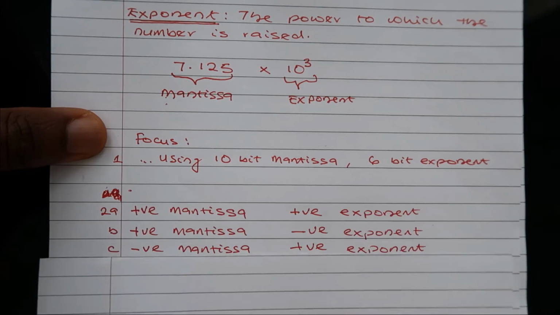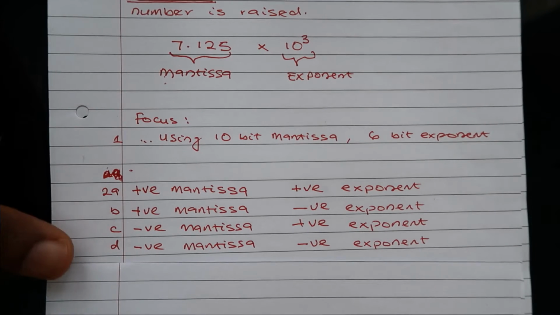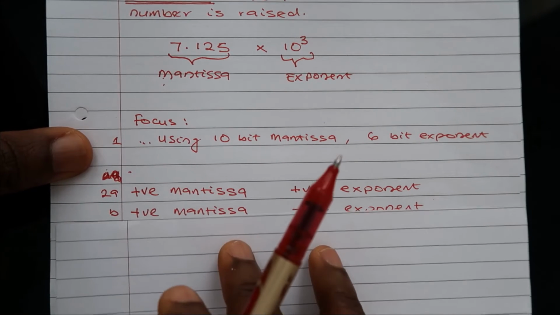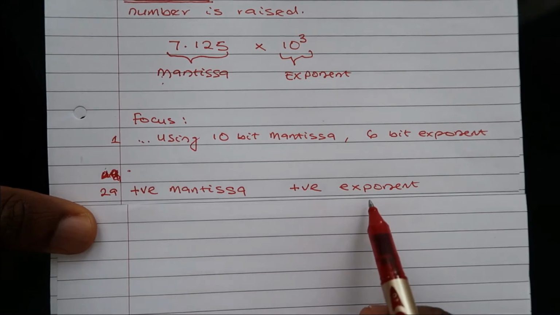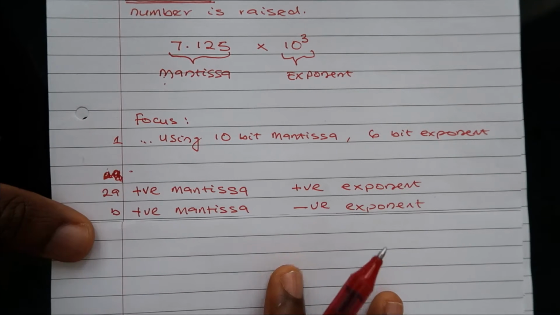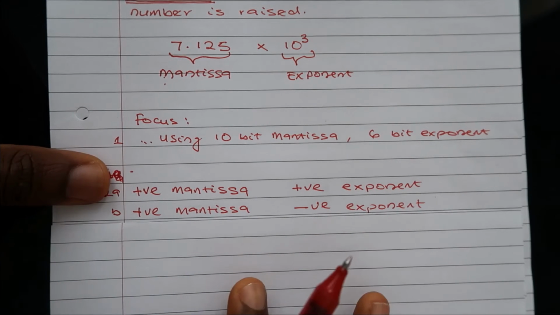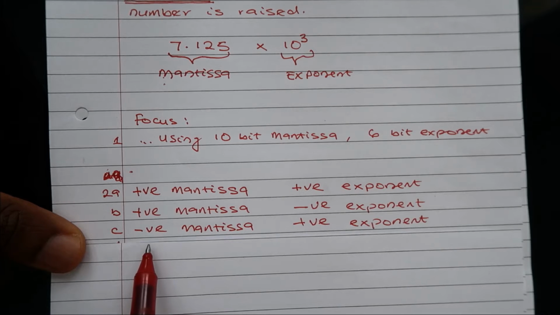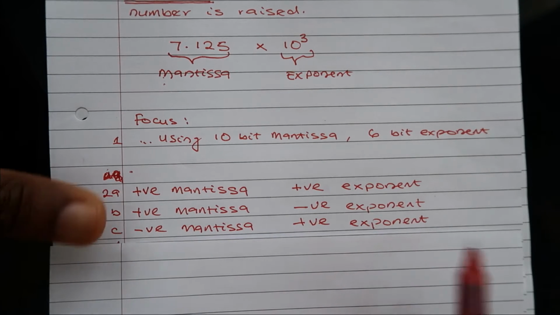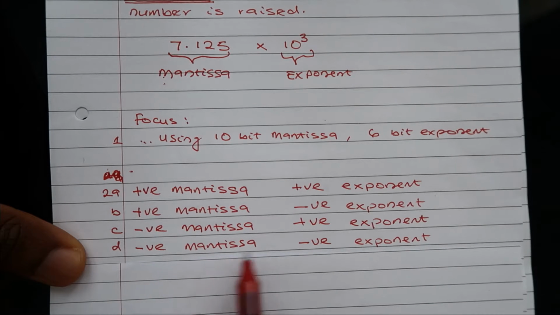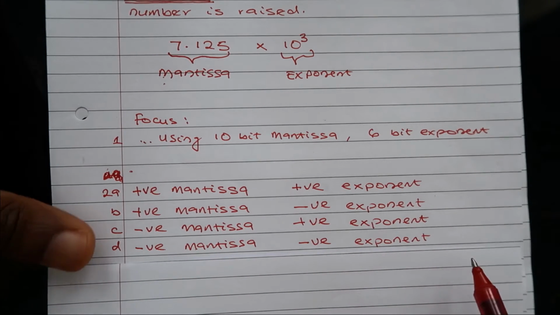So we're going to look at different variants of this. That's why I told you that this will be a longer than usual video. We're going to look at problems with positive mantissa and positive exponent. We're going to look at problems with positive mantissa and negative exponent. We're going to look at problems with negative mantissa and positive exponent. And then finally, we'll look at numbers with negative mantissa and negative exponent.